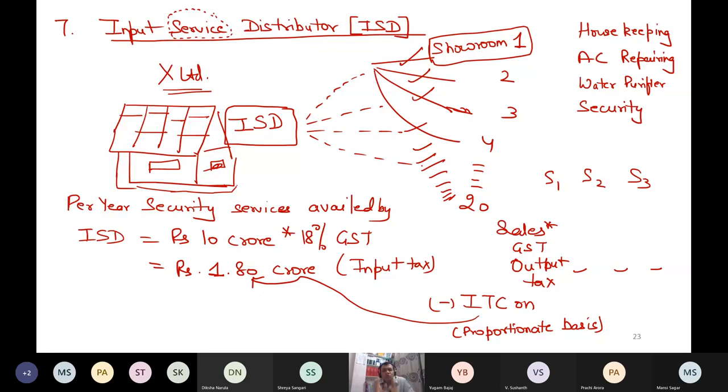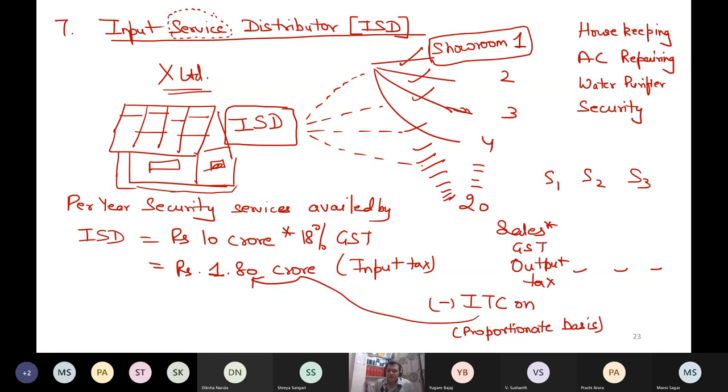So every showroom owner cannot be allowed to avail different services. Ultimately, the company enters into it. So they enter into an agreement with a single service provider. They get the benefit of bulk treatment also, where they will pay less amount, and only one agreement is signed.